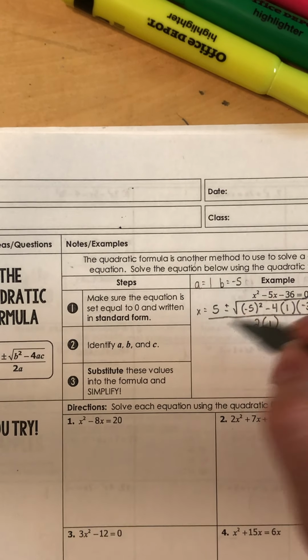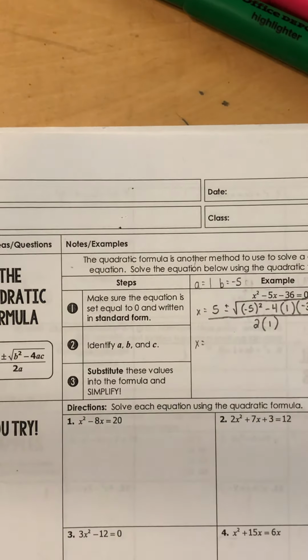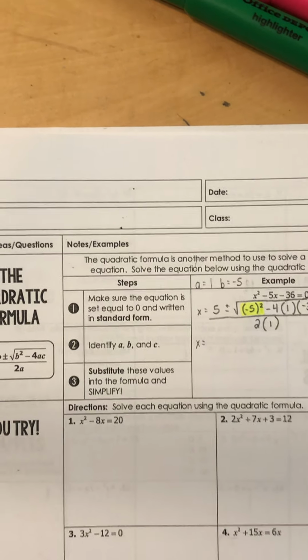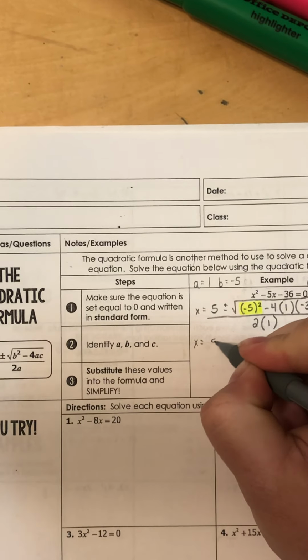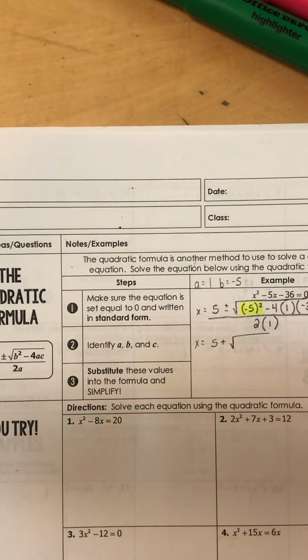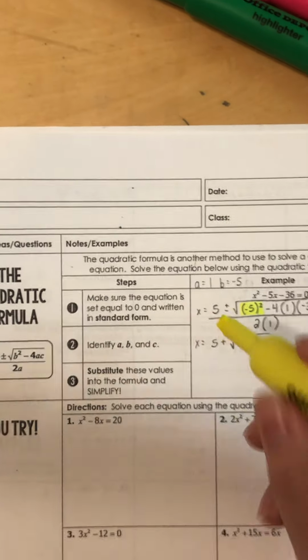Now we're going to go ahead and simplify. So when I simplify, you're going to simplify this negative 5 squared first. So it's going to be 5 plus, in the square root, negative 5 squared is 25. Okay, so I just did that part.